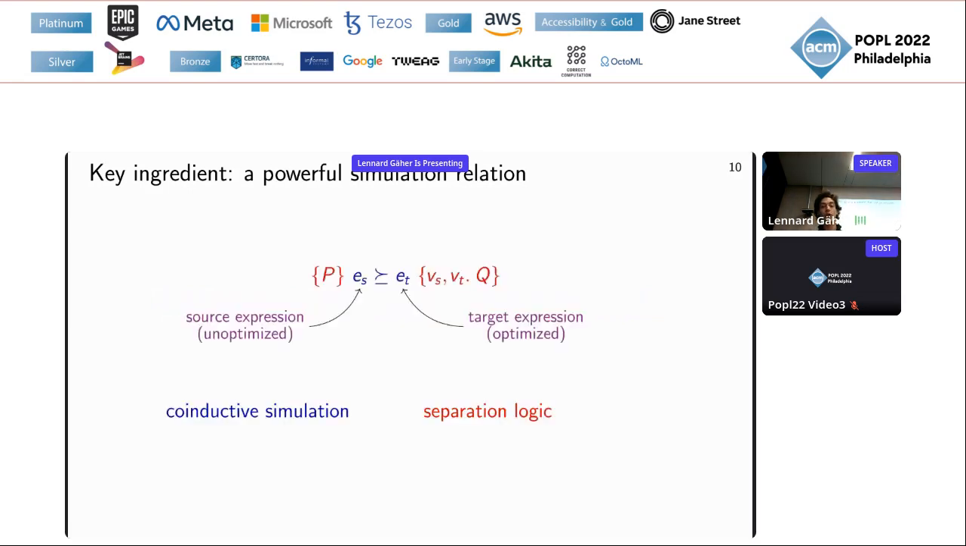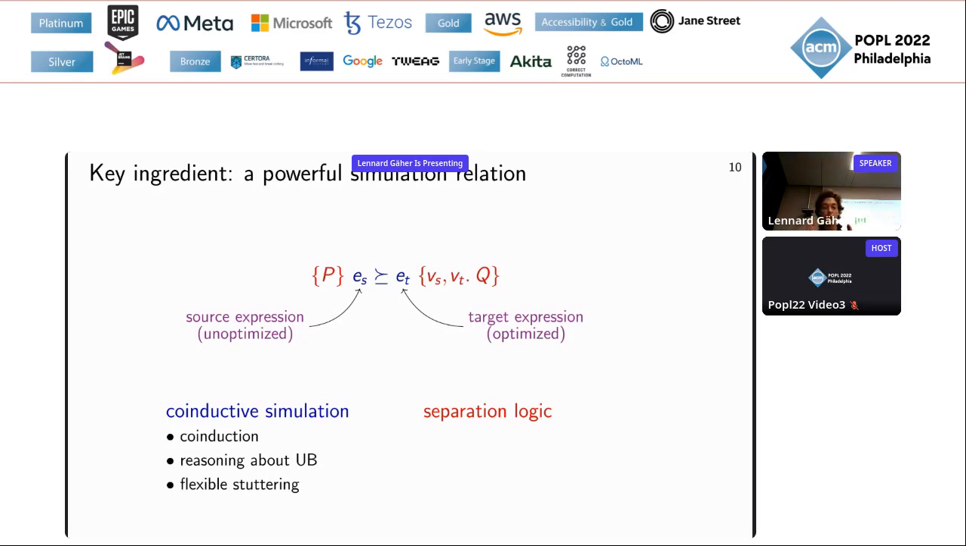Formally, our simulation relation relates a source expression for the unoptimized program and a target expression for the optimized program, ensuring that every behavior of the optimized program can also be exhibited by the unoptimized program. What behavior here precisely means, that I will get to later. Now, as techniques commonly used in verifying compiler optimizations, our simulation inherits the ability to coinductively reason about loops and recursion, as well as the ability to exploit UB in the source program.